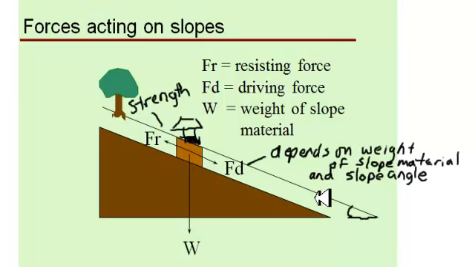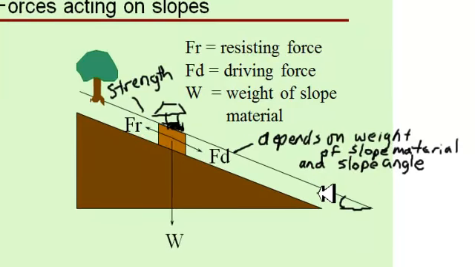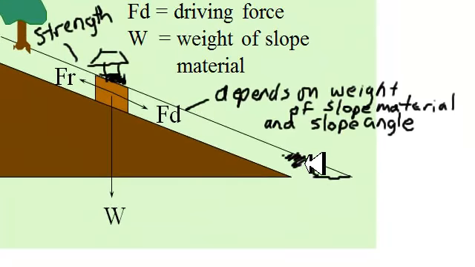The other thing that could change possibly is the slope angle. Maybe as a result of human activities, if we remove material from the base of the slope, that would make the overall slope angle greater, and increasing the slope angle would increase the likelihood of mass wasting occurring on the slope.